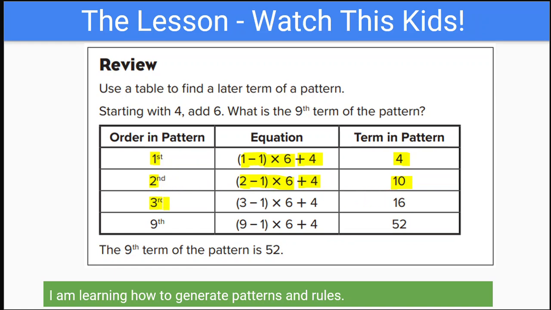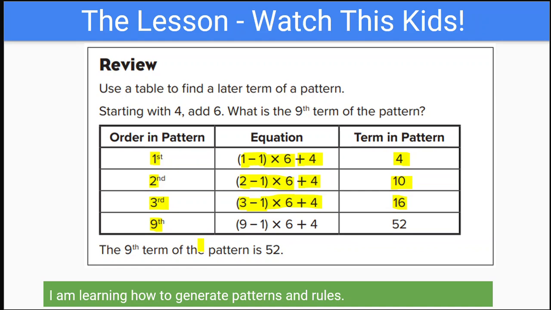Okay, the third one in the pattern, well, they put a 3 there, so there's a 3 right there. And 3 take away 1 is 2. That's 2. Times 6, that's 12, plus 4, that's 16. 12 plus 4 is 16. Now, you could keep going and find out what the fourth one is, the fifth one, or whatever, but we can just jump on down to the ninth one now that we understand the pattern.